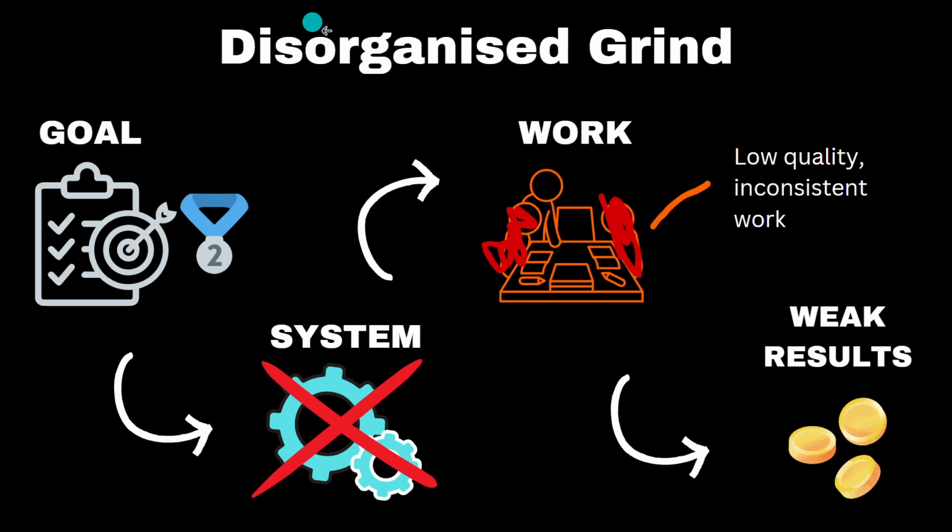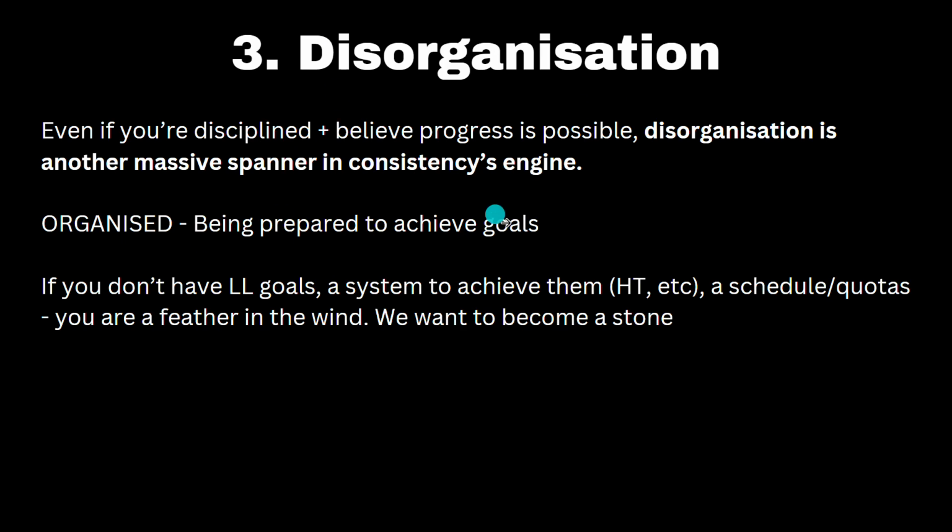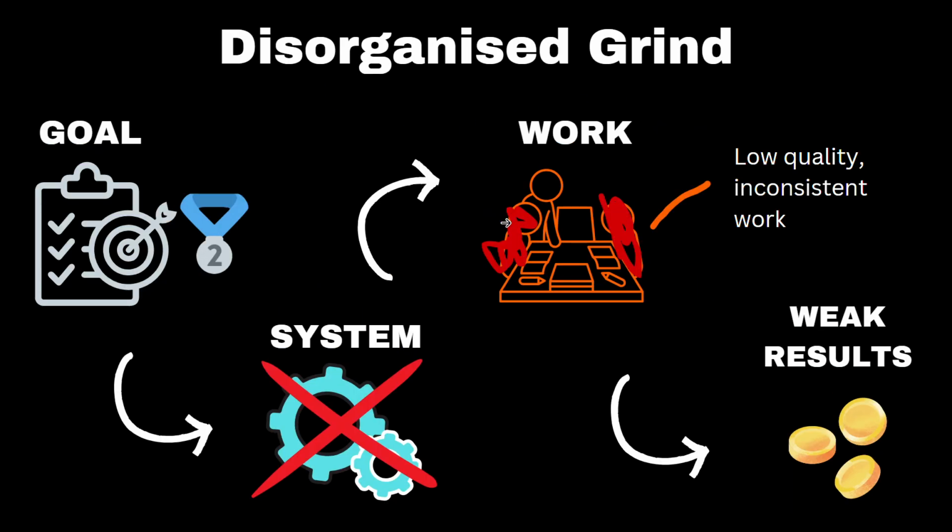Here is what most people have, which is a disorganized grind. So when I say disorganized, I mean the opposite of organized. Look at our definition of organized, being prepared to achieve goals. They're unprepared to achieve goals. They've set themselves a shoddy goal with a shoddy system or no system, which basically means they're only gonna do stuff when they feel like it and they have zero plan. They're just gonna do what they feel like doing that makes them think they're actually making progress.